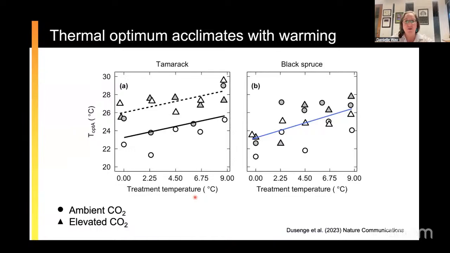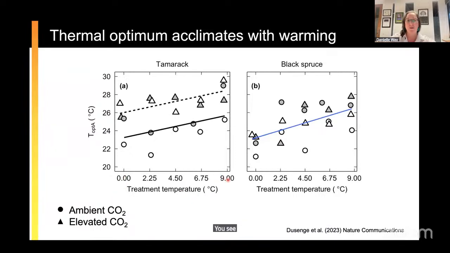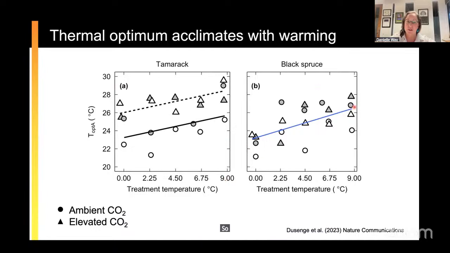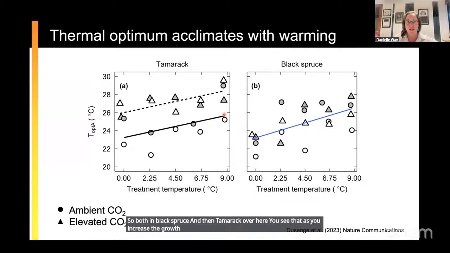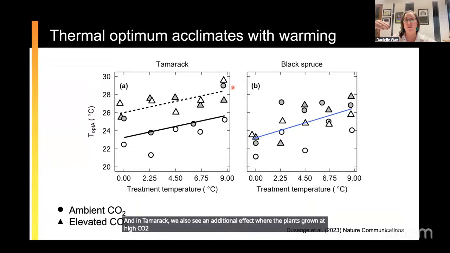So really briefly, what I just want to show you is that when you go out and you look at these trees that are like 50 years old and that have been grown under high CO2 and warmer temperatures for a couple of years, you see this shift in the thermal optimum of photosynthesis, which is shown here on the y-axis versus the degree of warming that those plants are receiving. So both in black spruce here and in tamarack over here, you see that as you increase the growth temperature around the trees, you also increase the thermal optimum of photosynthesis, showing that photosynthesis is acclimating. And in tamarack, we also see an additional effect where the plants grown at high CO2 actually have a higher thermal optimum than the plants growing under current conditions.